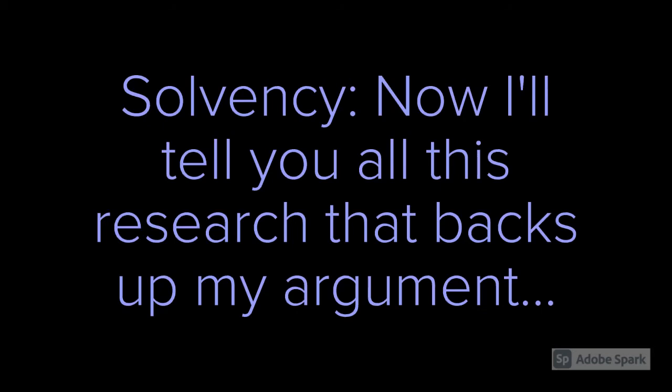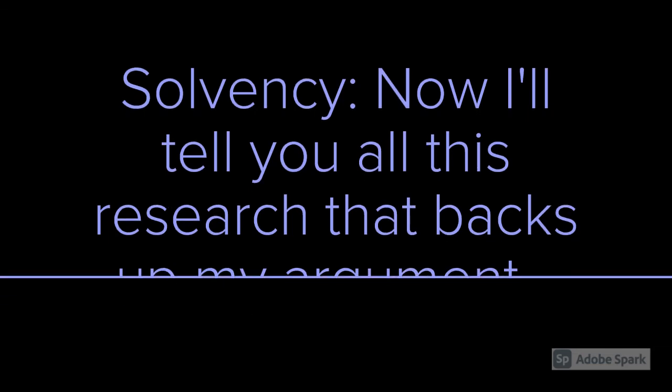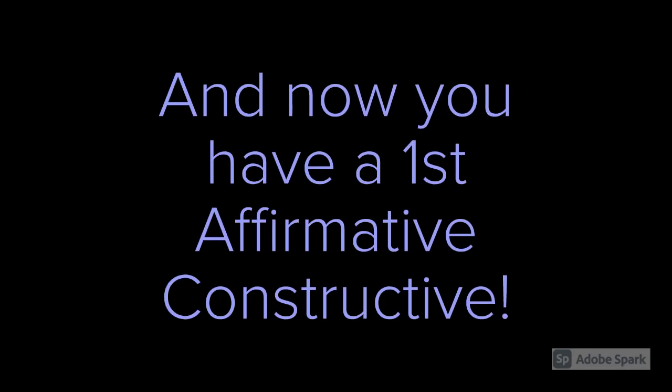So then I would move on to actually explaining my plan. So my solvency is now I'm going to tell you all this research that backs up how we could rehabilitate drug offenders rather than putting them in jail, and it would save us a bunch of money. And I'd tell you all the good things about this plan. And then that's how you write your first affirmative constructive.